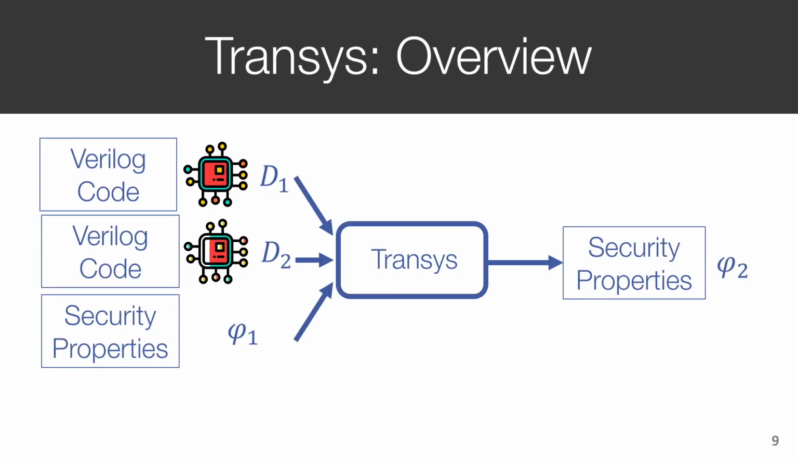So we develop a tool called Transys to do the translation. Transys takes in the Verilog code of two hardware designs and a set of security properties that are valid for the first hardware design. It then outputs the translated properties that are valid for the second design. Transys is the first tool to do the security property translation across hardware designs.